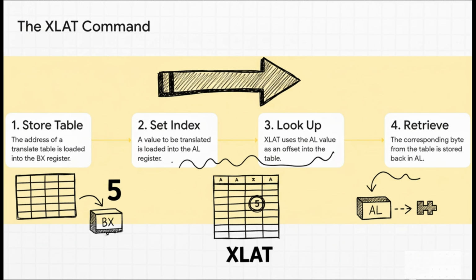And this is a brilliant example of more complex data movement. Here's how it works. You set up a lookup table in memory. You put an index number, let's say the number 5, into a special register called AL, and then you just run xlat. The processor automatically zips over to the 5th entry in your table, grabs that value, and copies it right back into the AL register for you. It's an incredibly powerful shortcut for data conversion.